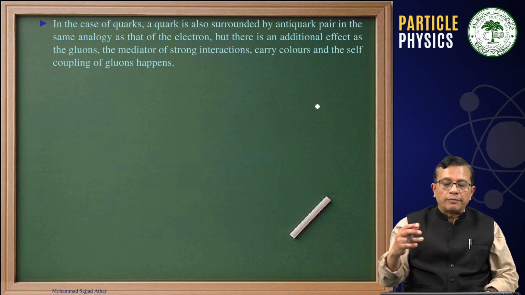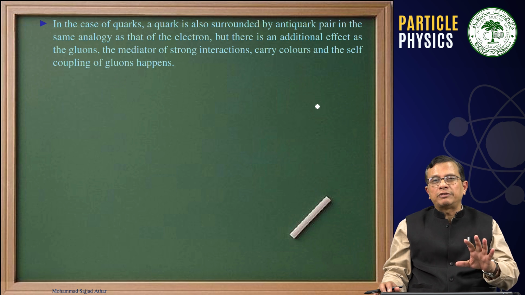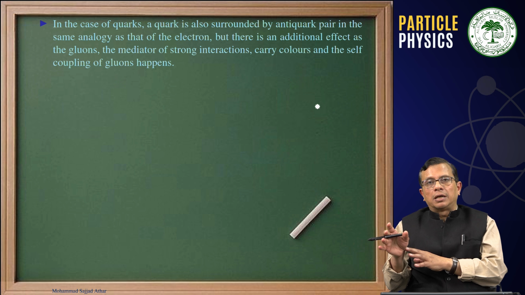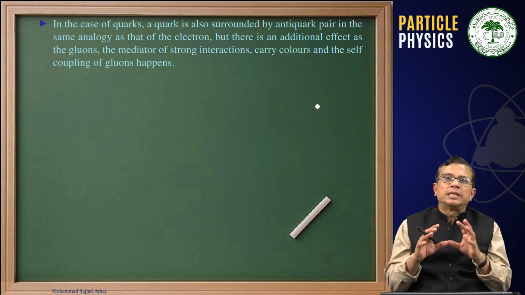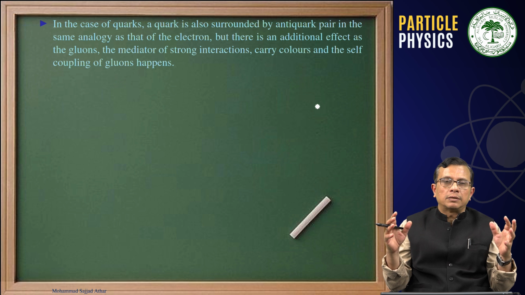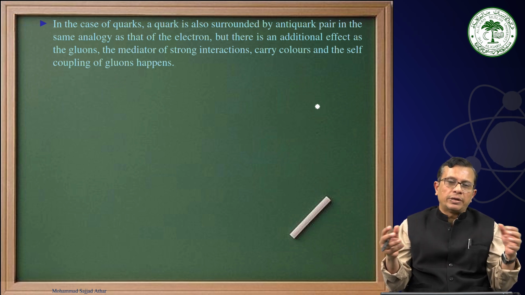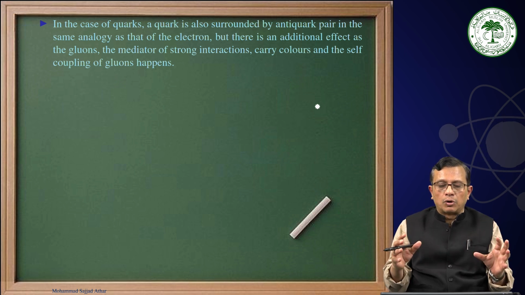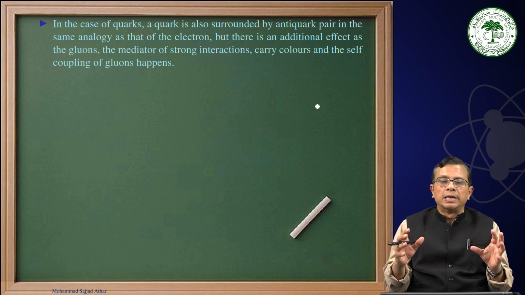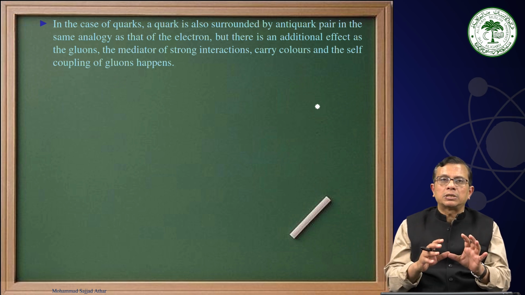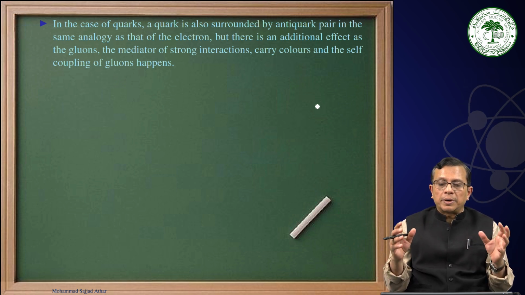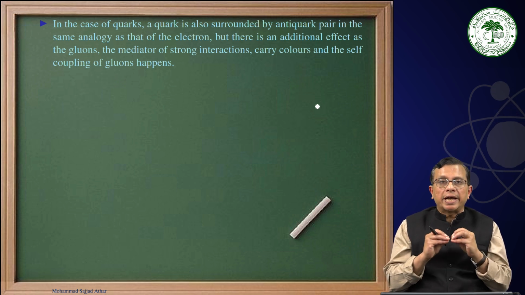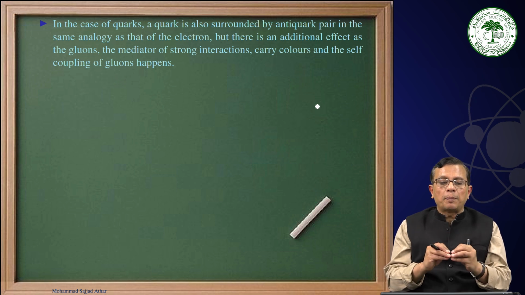Now, when we talk about the quarks, just now I have spoken about the fact that quarks come in three different colors, and the gluons carry color themselves, and there are 8 types of gluons. We have 6 types of quarks. There are 8 types of gluons, and a quark is also surrounded by quark anti-quark pairs in the same analogy as that of the electron, but there is an additional effect as the gluons, the mediators of strong interactions, carry colors and the self-coupling of gluons happens.